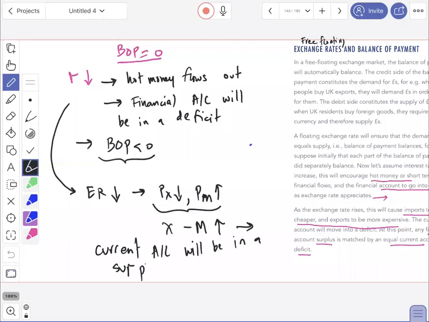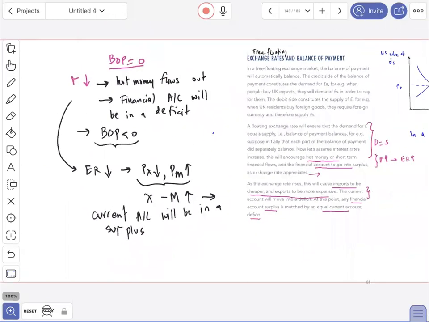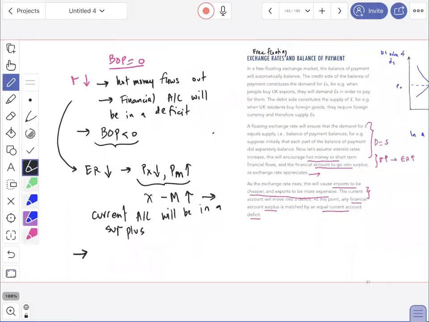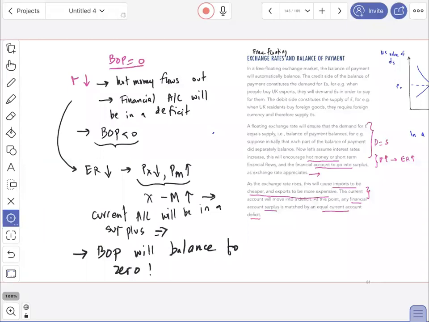So your financial account deficit is leading to a current account surplus, and that basically means your balance of payment will balance to zero. The question that we need to ask is, is it always true? And the answer is theoretically it's always true, but sometimes it's not as easy as what we are putting in theory. There are a lot of government interventions, there is a lot of information, there is a lot of reaction time that happens, which may not let it be so seamless.